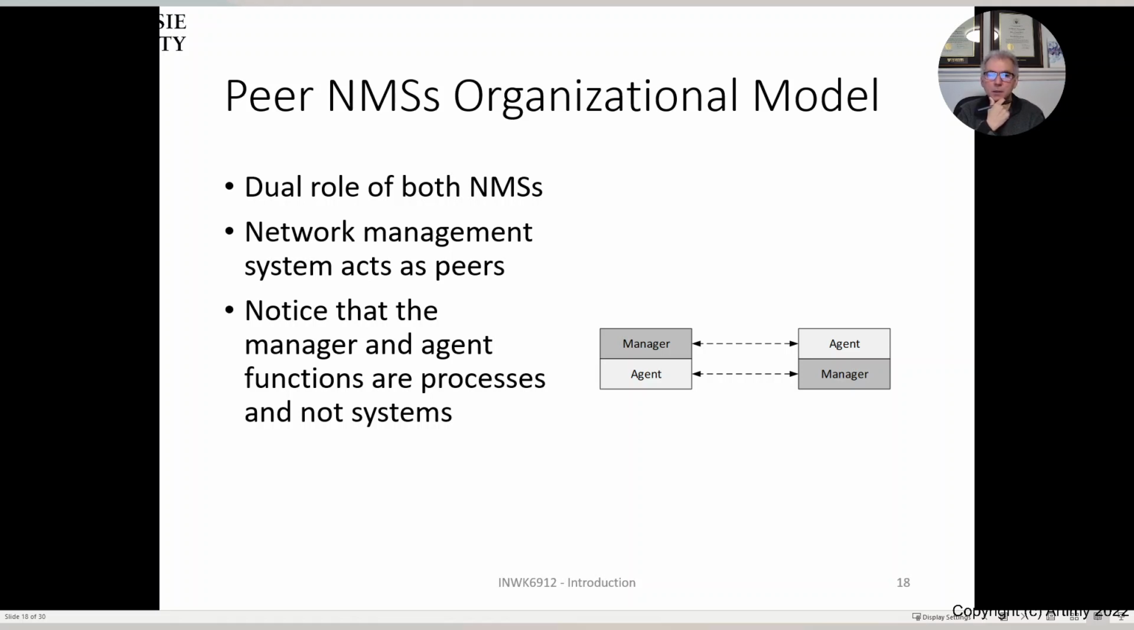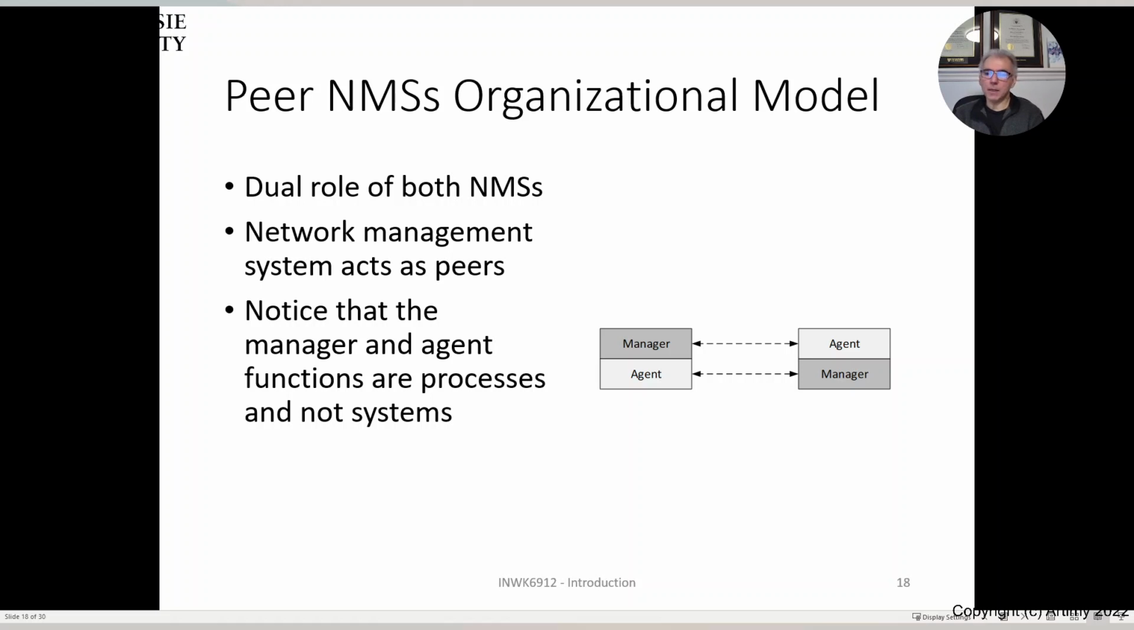When is this useful? This is useful if, let's say, we have two networks, each one of them has its own network management system, and we decide to integrate them together. Maybe two companies merge, right? So now we can connect one network management system to the other network management system and we share the information between the two. So we use this model.